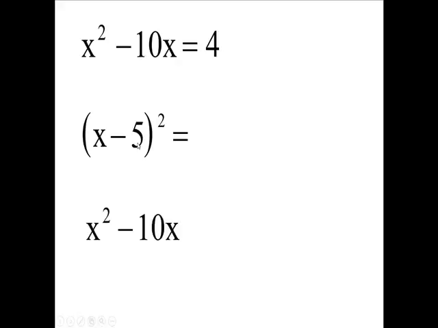So if I were to square this, you'd square the first. You'd have negative 5x and negative 5x is negative 10x. And negative 5 times negative 5 is a plus 25. So this is what I want this to look like so I can write x minus 5 squared. So the answer to my problem is 25.